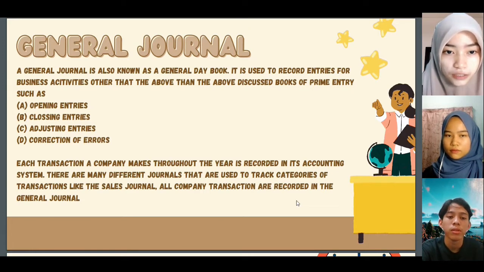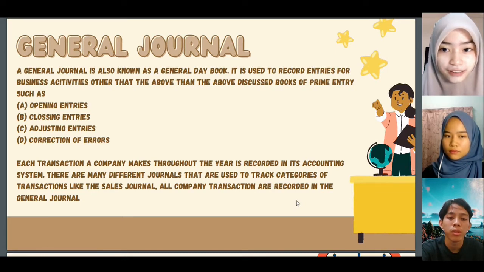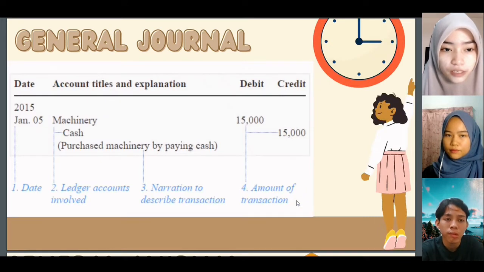There are many different journals that are used to track categories of transaction, like the sales journal. All company transactions are recorded in the general journal. So let me show the table of general journal.